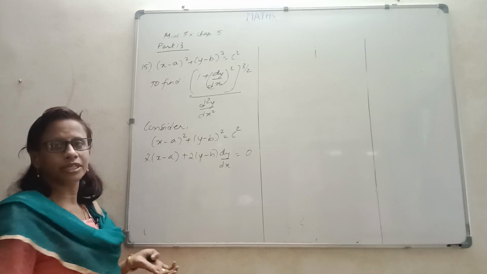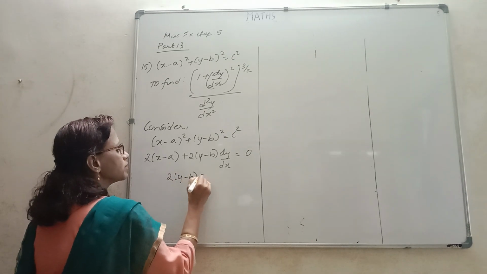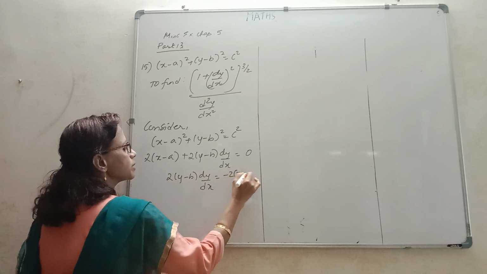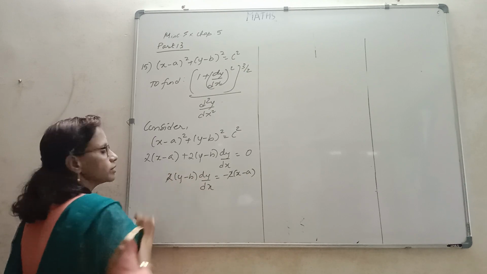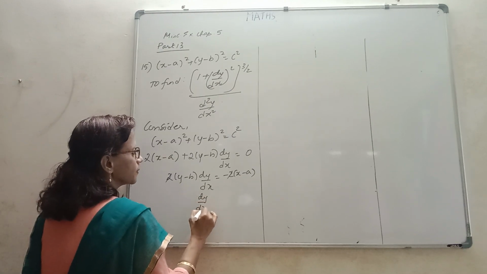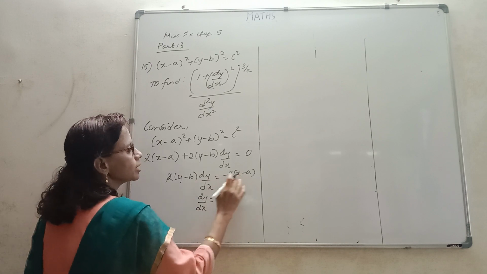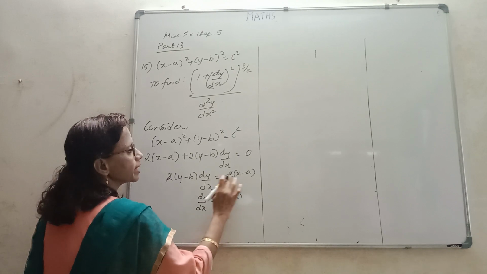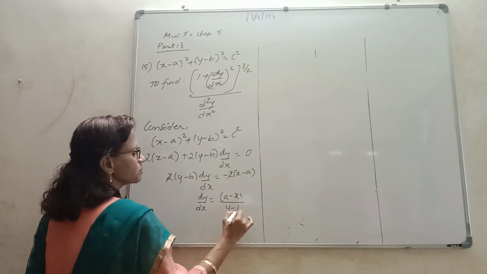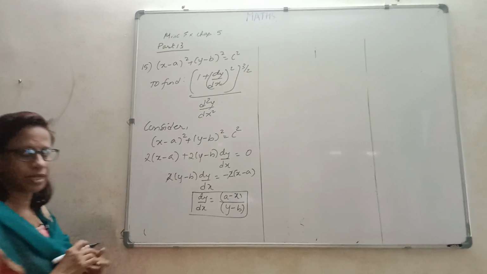Since we require dy by dx, let's arrange the terms. 2 times y minus b dy by dx, taking the other term to the other side, equals minus 2 times x minus a. The 2 cancels, and taking the sign inside, minus x becomes minus of minus a, so plus a. So dy by dx equals a minus x by y minus b. Whatever is useful to us, we will use. dy by dx is this.